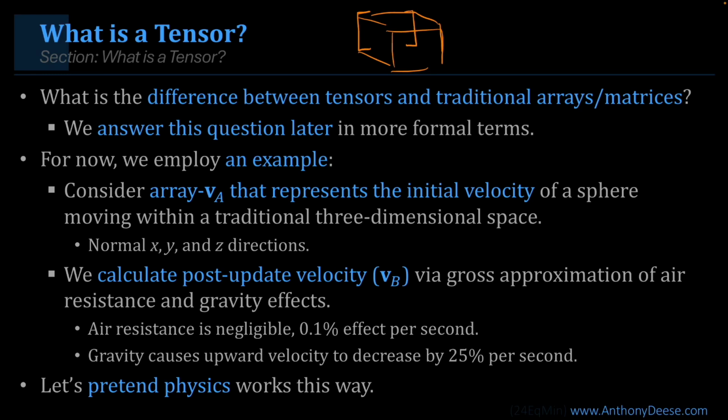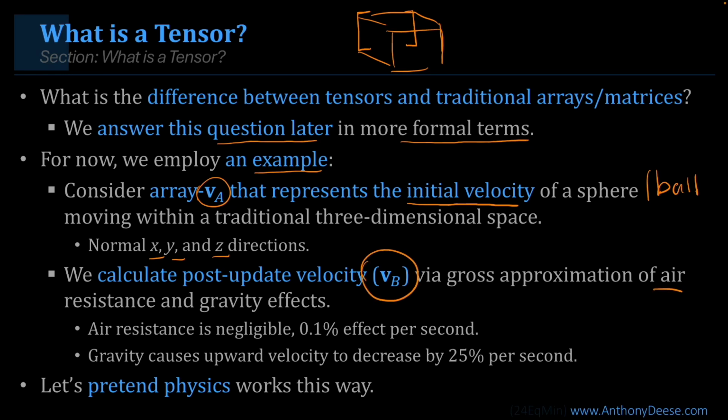Now, later on, we are going to answer this question, what is a tensor, in more formal terms. But for now, we're going to employ an example. So let's consider an array called VA that represents the initial velocity of some sphere or some ball. And it's moving within a traditional three-dimensional space. We have X, we have Y, and we have Z directions. We are going to create an expression which allows us to calculate the post-update velocity using a gross approximation of air resistance and gravity effects.